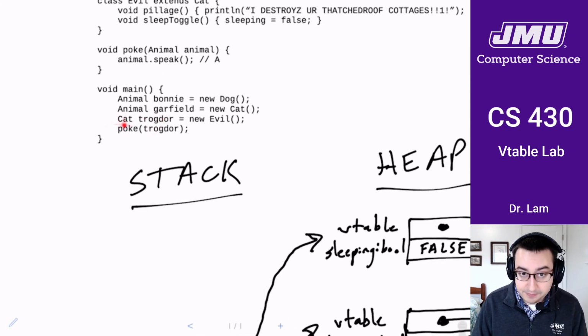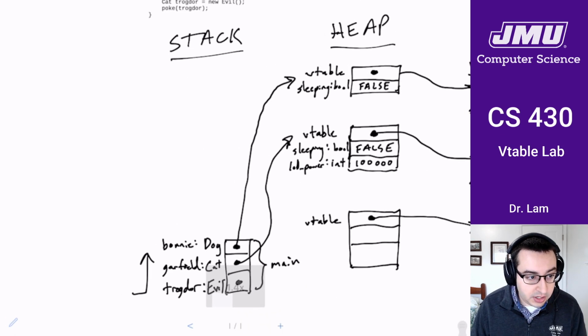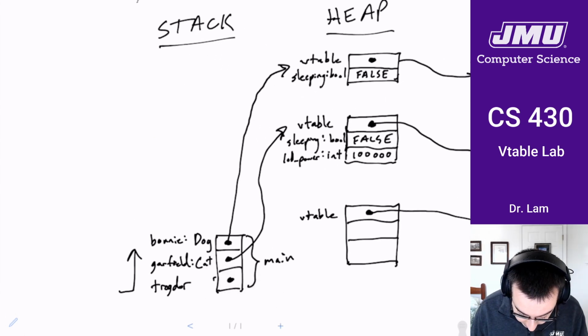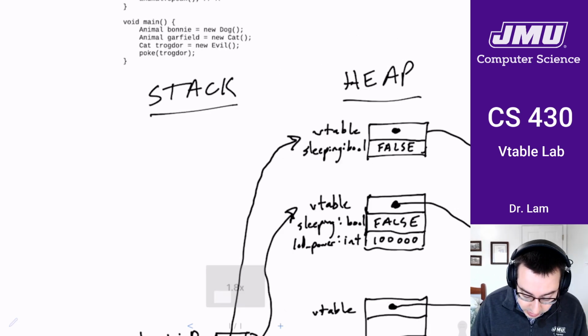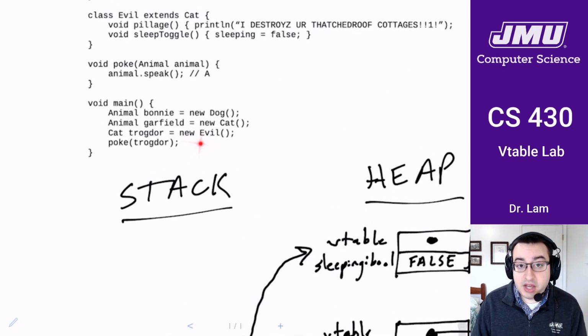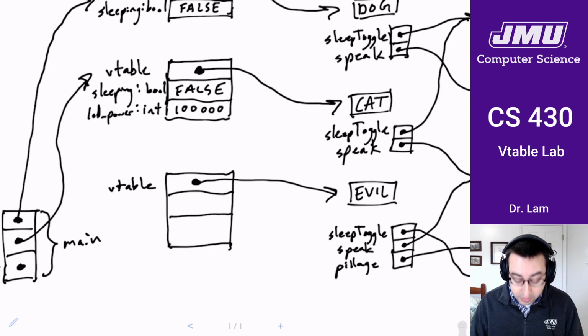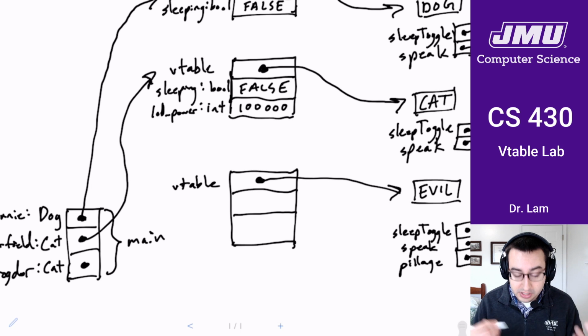Trogdor's type in the function, and so actually I suppose down here this really shouldn't be evil. This really should be cat, because at this point, we declare it to be an instance of type evil, but then we store the reference in a variable of type cat. But because it is under the hood an instance of type evil, that's where the virtual method table points. And that's how we know to invoke the evil methods rather than the cat methods.